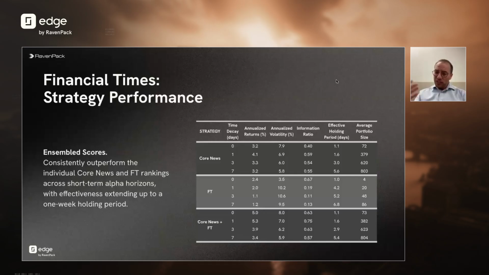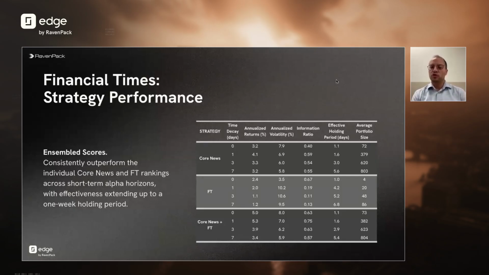However, we can see that this signal is decaying relatively quickly. So as we start to smooth the Financial Times signals, the decay is quite significant. That said, when you go to the bottom of this table, you can see that when you combine core news with the FT, using FT more as an amplification signal, we're able to not only carry forward the portfolio size of core news, which is significantly larger than the FT signal on a standalone basis, but we're also able to see that we can carry forward some value add from the FT. As I mentioned, as an amplification signal.